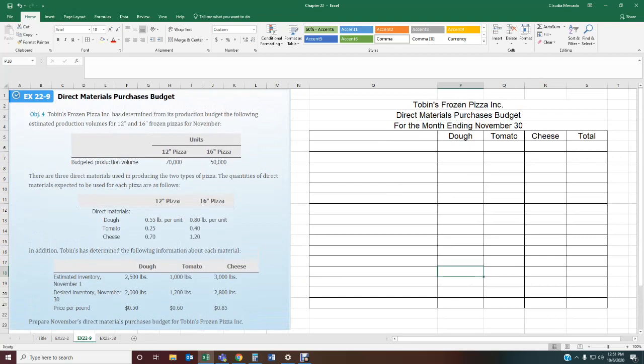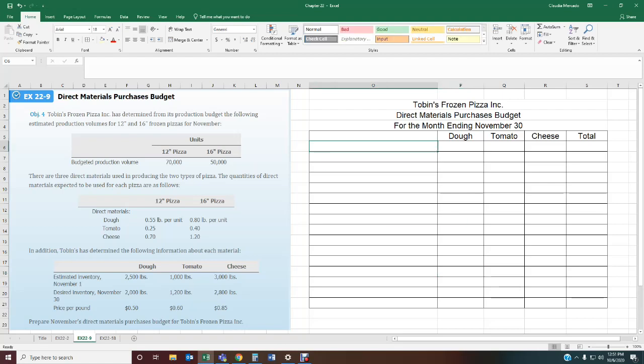So we start off with the heading. We have Tobin's Frozen Pizza Incorporated, and this is a direct materials purchases budget. We want to get an estimate of how much materials we're going to have to purchase depending on the production volume estimated for the month of November. And this is for the month ending November the 30th.